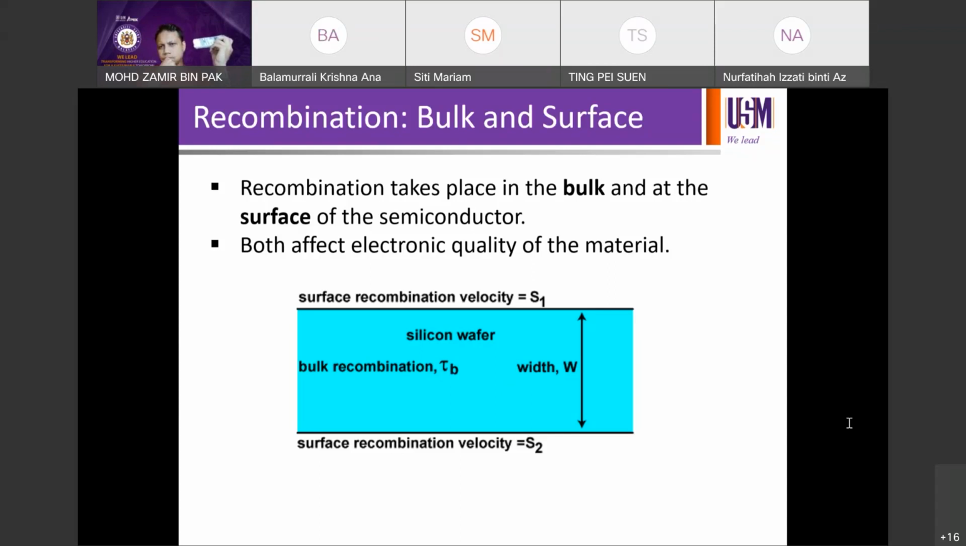Is it because total recombination is surface plus bulk? So in a thin semiconductor, relatively the bulk recombination will be much lower than the surface recombination. So in a thinner semiconductor, there will be much higher surface recombination as compared to bulk recombination, purely on the thickness factor. Okay, all right, interesting. Thank you.